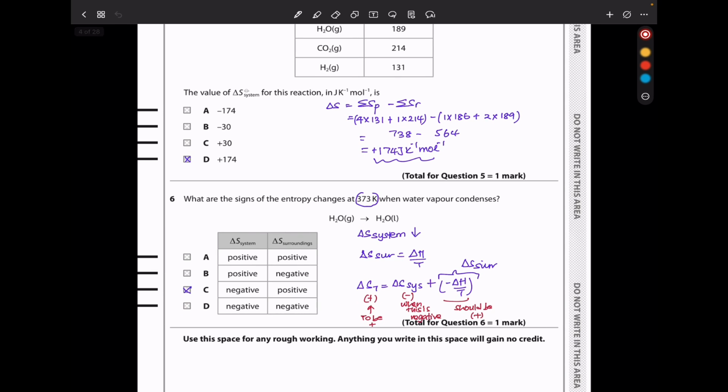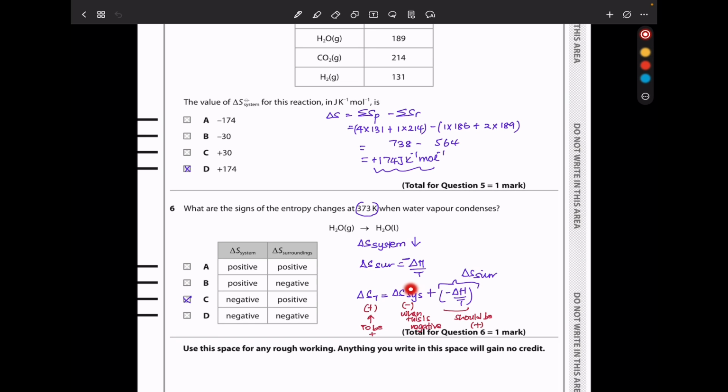In question 6, what are the signs of entropy changes at 373 Kelvin when water vapor condenses? When water condenses, the entropy of the system is decreasing, but because it's an exothermic reaction, the entropy of the surroundings is going to be positive, so the reaction occurs because the total is going to be positive, although there is going to be a decrease in the entropy of the system.